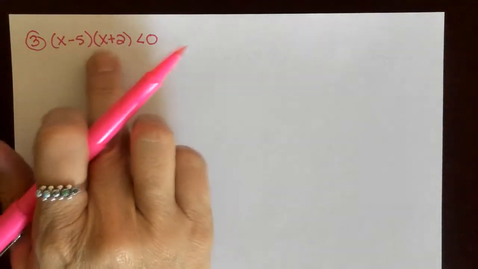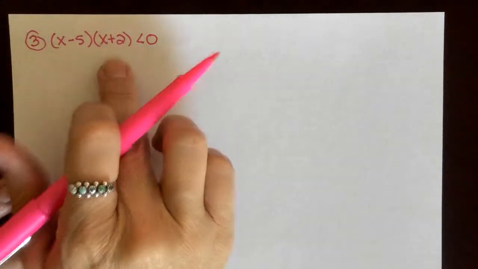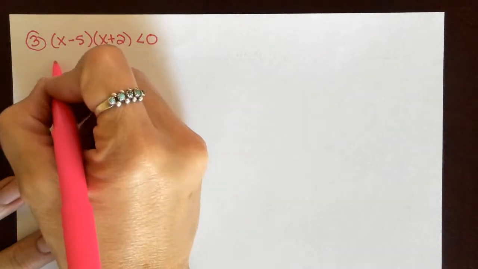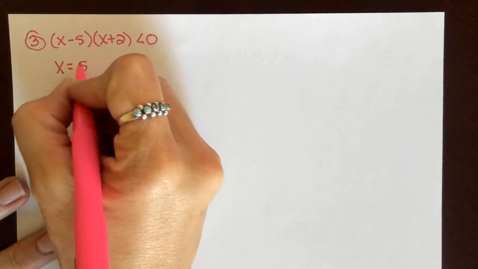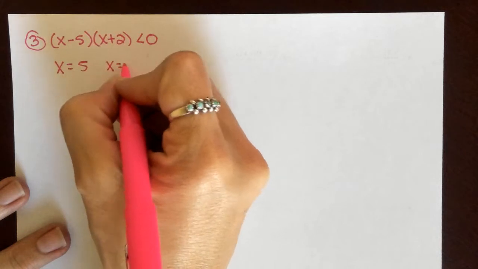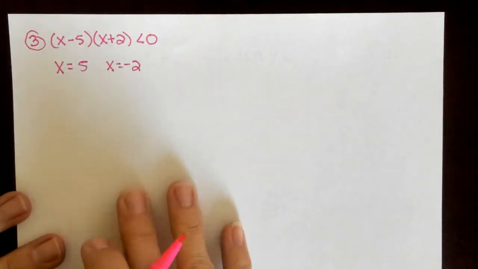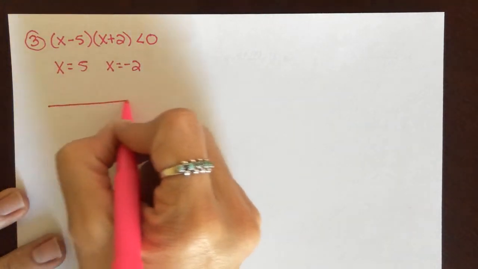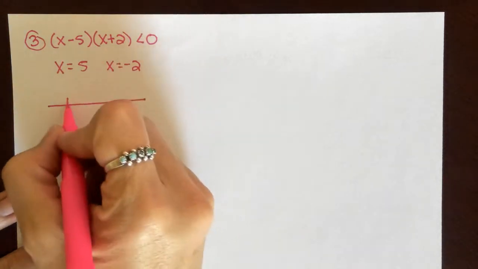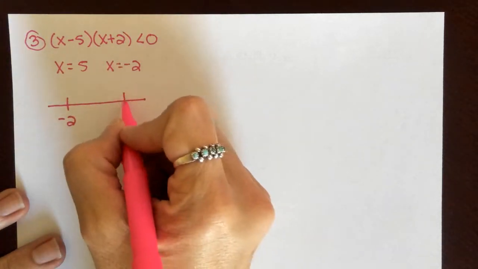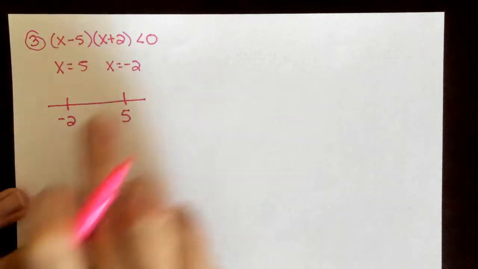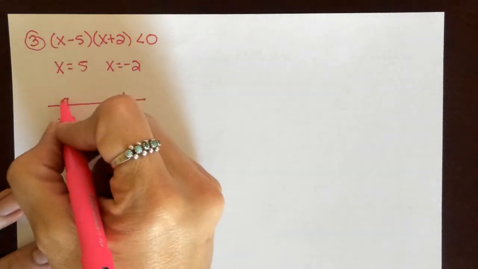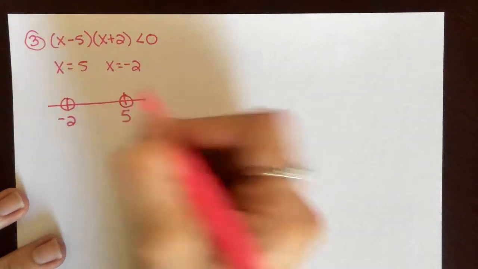So the first thing you want to do, since it's already factored, is solve each factor for when it equals 0. So this equals 0 when x is 5, and this one equals 0 when x is negative 2. Then make a number line, and on the number line I'm going to put my critical points negative 2 and 5. They're both going to be open circles because it's less than, not equal to.